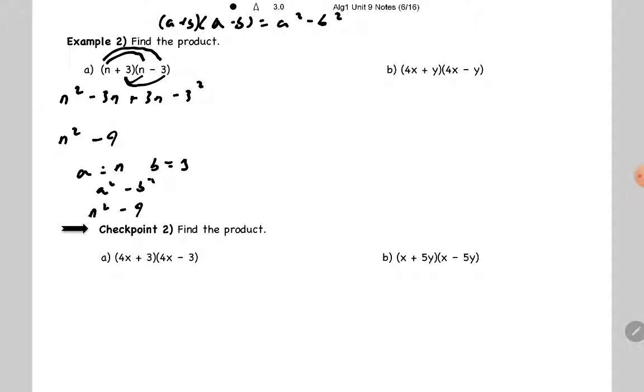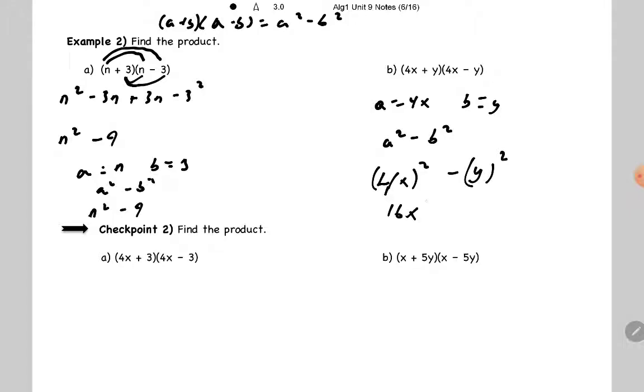So I'm going to use the formula here. A equals 4x, b equals y. The formula says a squared minus b squared. So 4x squared minus y squared, which is 16x squared minus y squared.